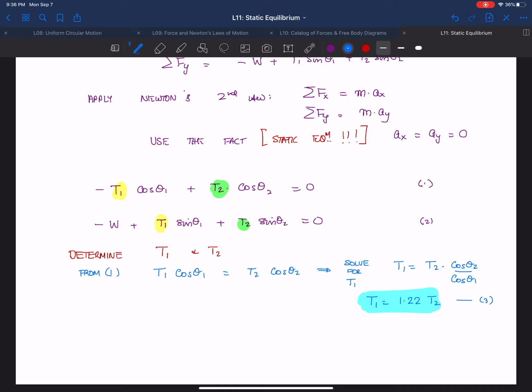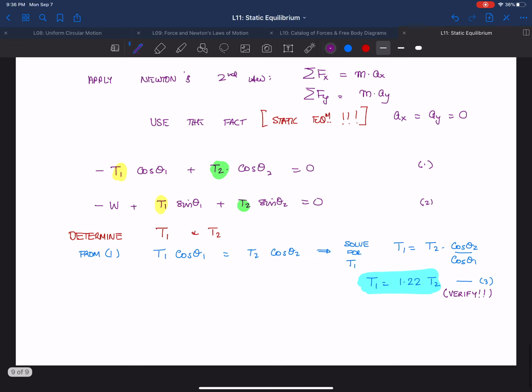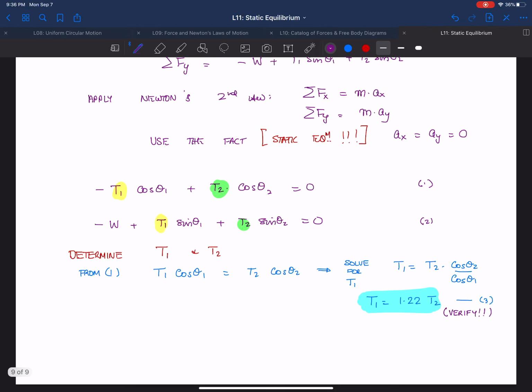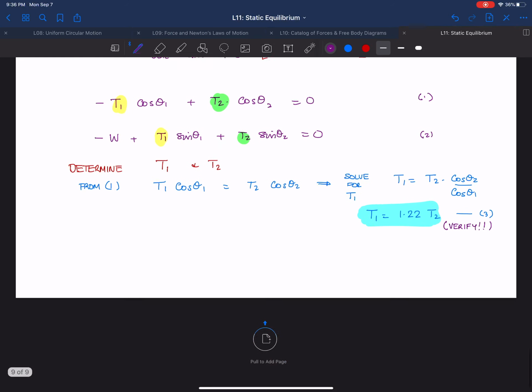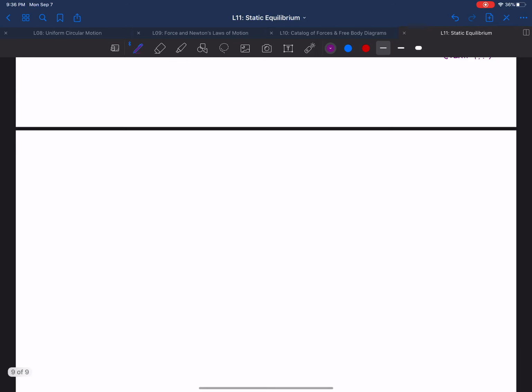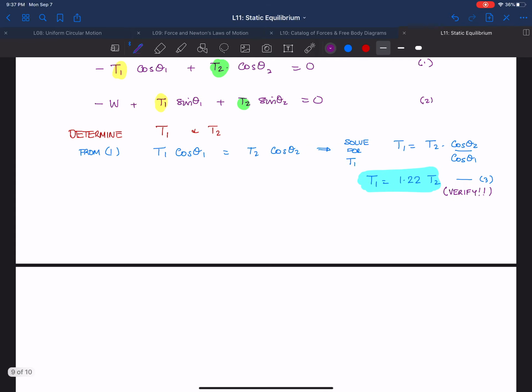Whenever I write these equations, I would urge you to definitely verify that these are correct. Sometimes I do make errors when I'm doing these calculations. But the procedure, I can guarantee you, though probably not the numbers that I get.